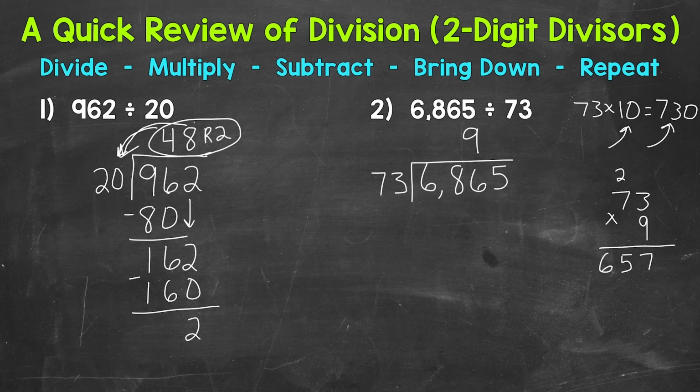Now we multiply. I'm going to do this problem without drawing those arrows. So 9 times 73 is 657. Then we subtract. So 6 minus 7, we need to borrow. 16 minus 7 is 9. 7 minus 5 is 2. And then 6 minus 6 is 0. After subtracting, we bring down. So let's bring down the 5. And we have 295. After we bring down that 5, we repeat.